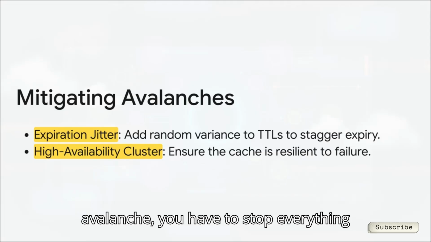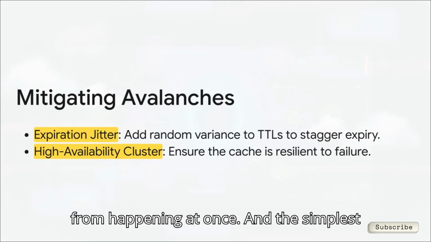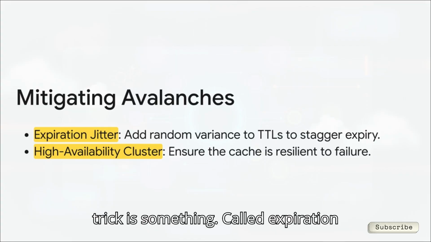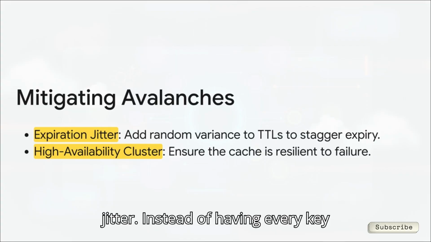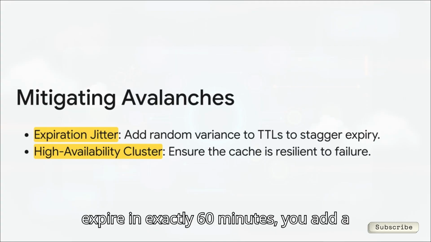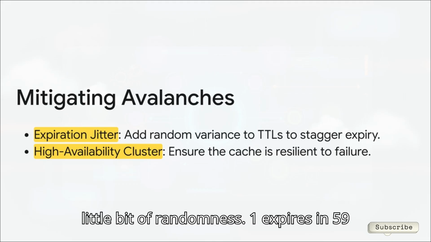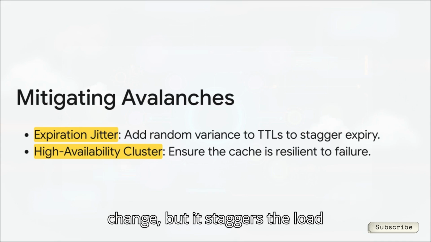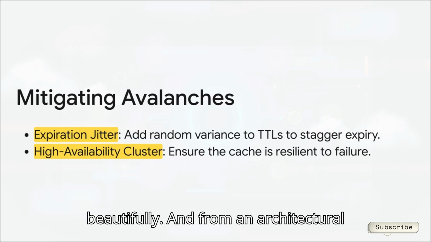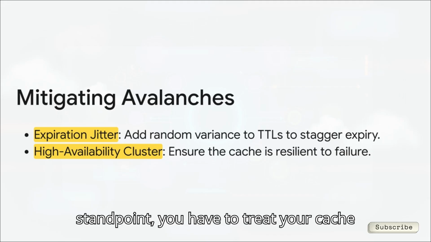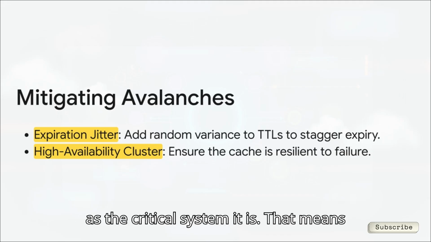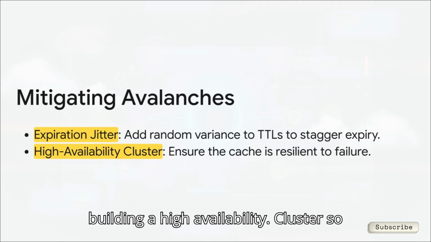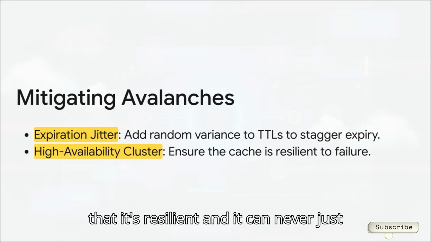To prevent an avalanche, you have to stop everything from happening at once. And the simplest trick is something called expiration jitter. Instead of having every key expire in exactly 60 minutes, you add a little bit of randomness. One expires in 59 minutes, another in 61. It's a tiny change, but it staggers the load beautifully. And from an architectural standpoint, you have to treat your cache as the critical system it is. That means building a high availability cluster so that it's resilient and it can never just disappear on you.